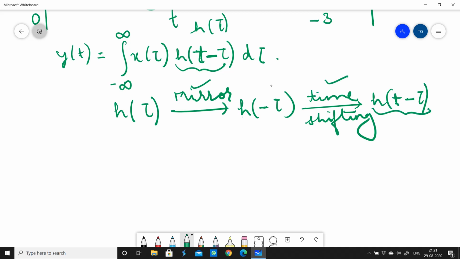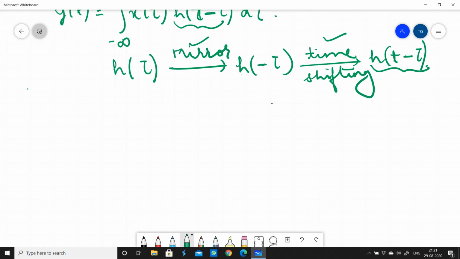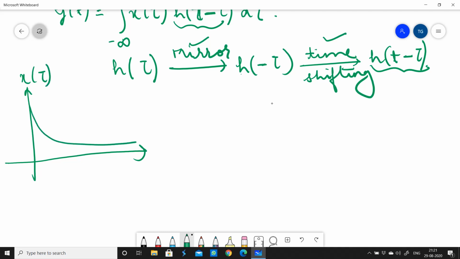So we will obtain this using our graphical method. So this plot as it is, because my x of tau will be as it is. This is tau with respect to tau. This is 1, this is 0, e to the power minus 3 tau, and here it will be into u of tau also we can write here.